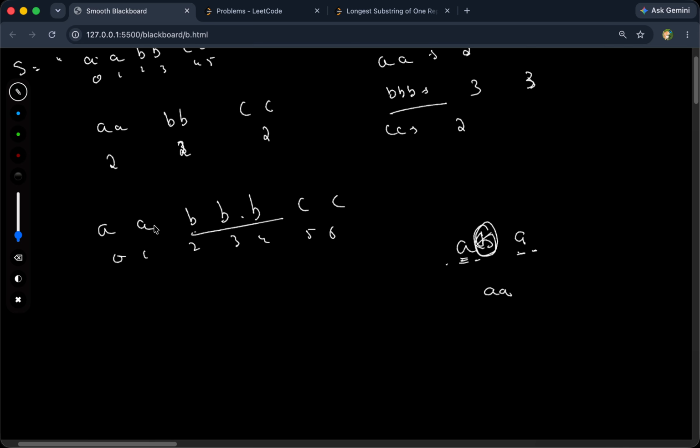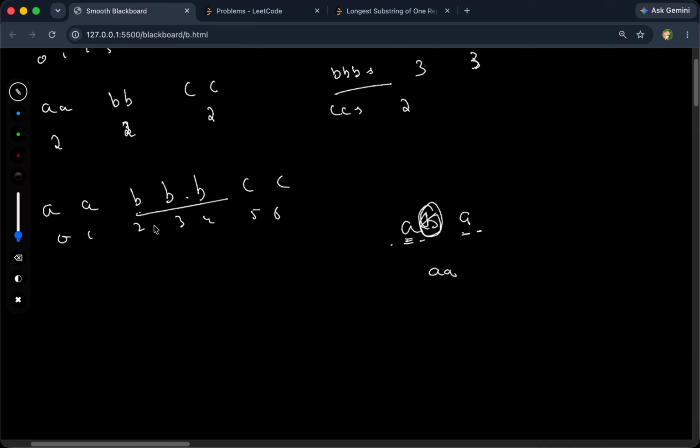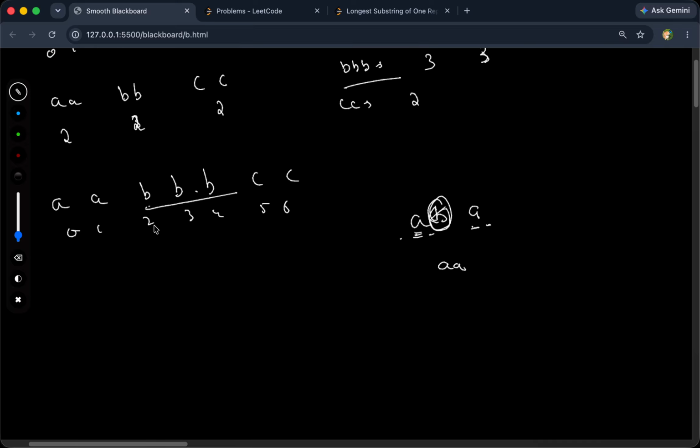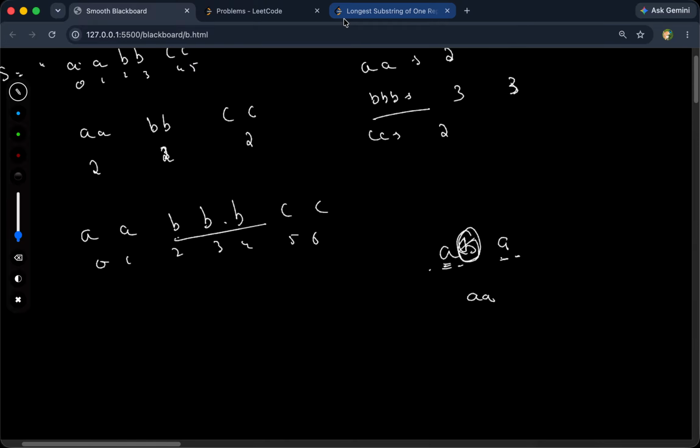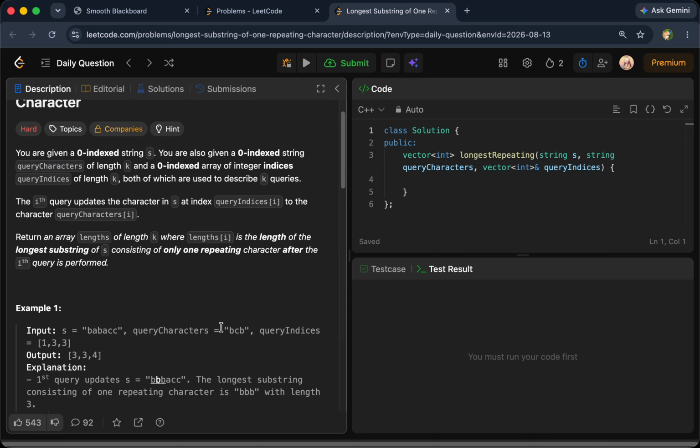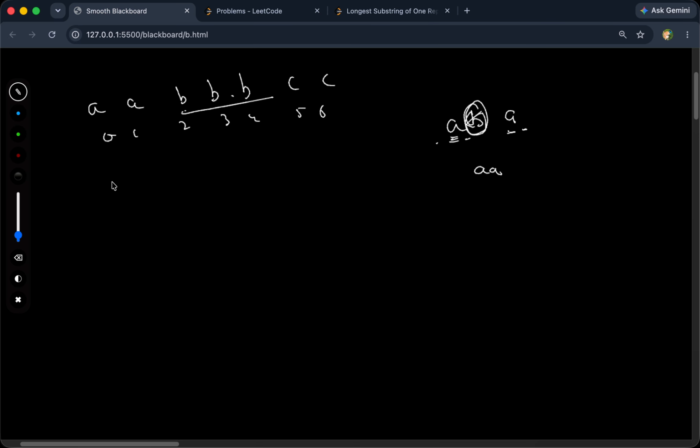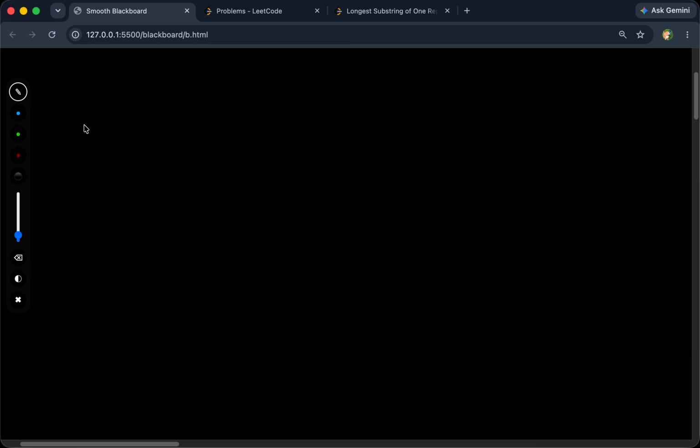Now comes the main part. So far this is easy, but the string can change. Let's see here: s is equal to a b c c, indices 0 1 2 3.